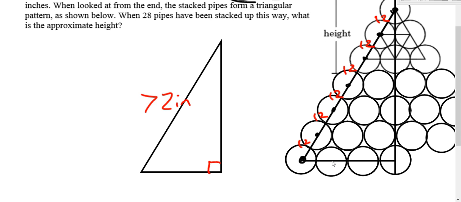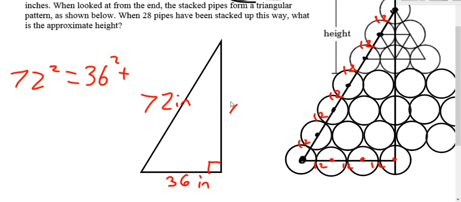Now, going this way, we can also count. There's a diameter and a diameter and another diameter. 1, 2, 3, 4 diameters, 4 12s. No, do that again. 1, 2, 3 diameters, 3 12s. So this is 36 inches. So you do Pythagorean theorem, 72 squared equals 36 squared plus x squared. And you end up getting that x is about 62.354.